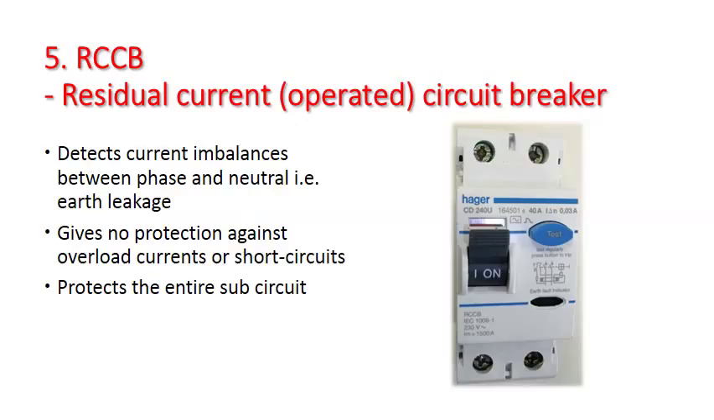RCCB, residual current operated circuit breaker. It detects current imbalances between phase and neutral, and once again, just like the other RCDs, which means it detects earth leakage. We've got to remember with this one, it gives no protection against overload currents or short circuits. It's installed at the beginning of the sub-circuit and the distribution board, and it protects the entire sub-circuit, which is great, not like the SRCD, which misses the first part of the circuit out. But if you do want protection against overload currents and short circuit currents, you need one of the next RCDs that we're going to look at.